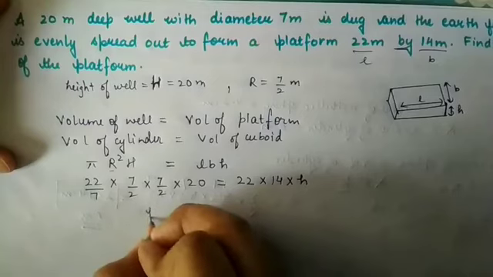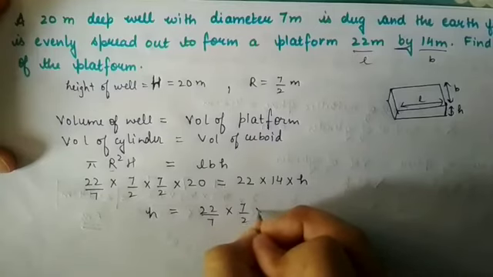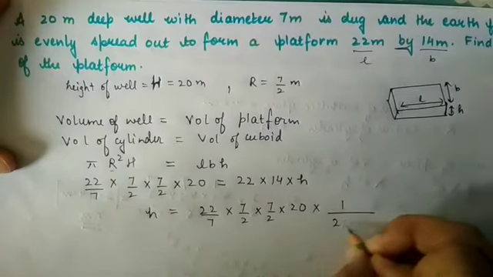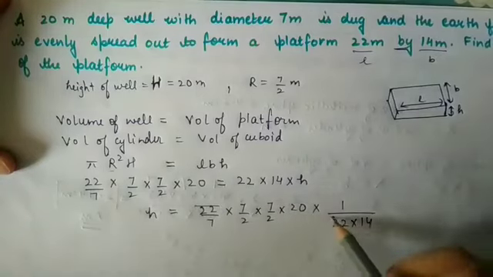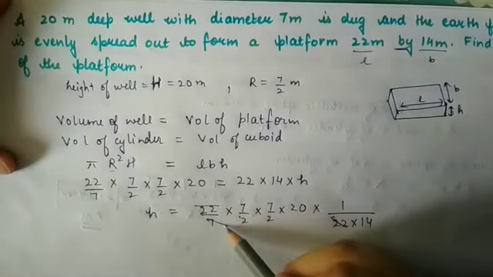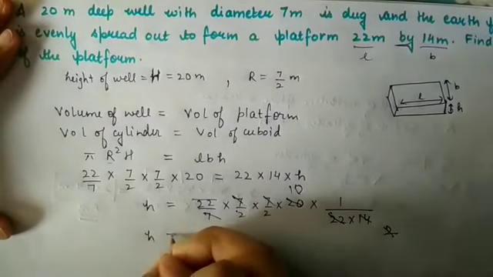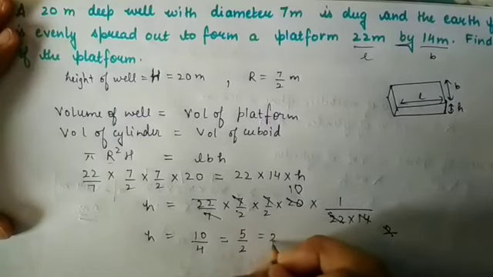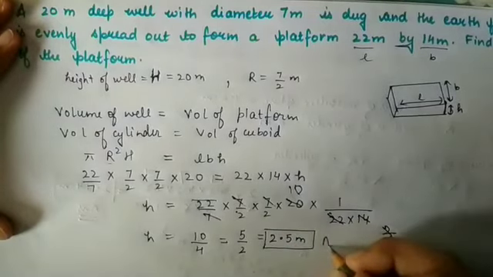So now keep H on one side and shift other terms to the other side. So you will get 22 by 7 into 7 by 2 into 7 by 2 into 20 upon 22 into 14, because 22 into 14 will come in the denominator. Now you cancel the terms. That's all. So H is equal to 10 by 4, that is equal to 5 by 2. So this is equal to 2.5 meters. So 2.5 meter is the height of the platform, and this is your answer.